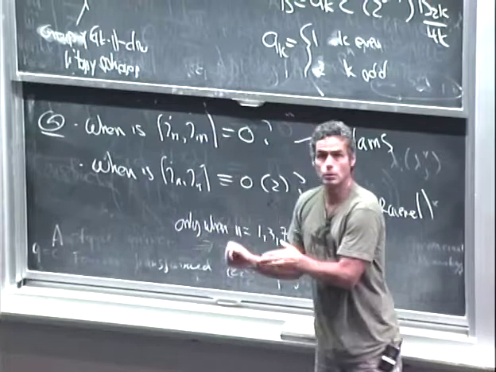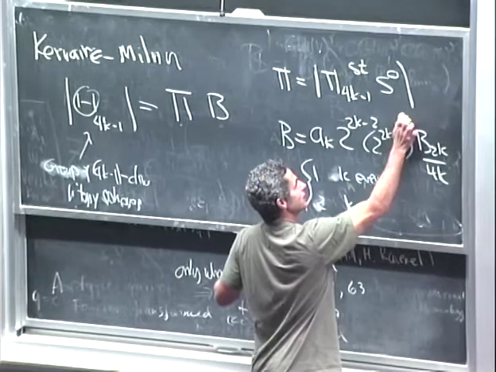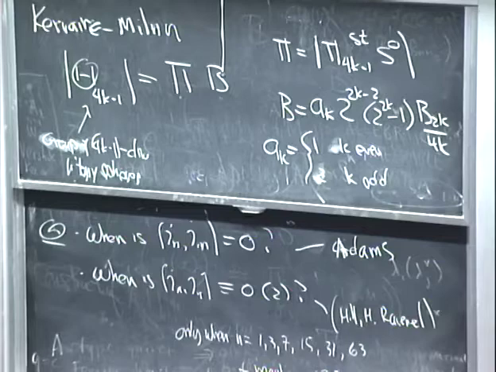You write 2 to the 2k minus 2 times 2 to the 2k minus 1 instead of 2 to the 4k minus 3? I just didn't trust my ability to add at the chalkboard. If it had been the other formula, I would have written it that way, just so I wouldn't make a mistake. But yeah, sorry about that.